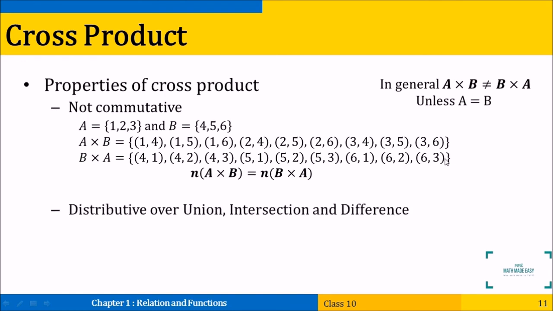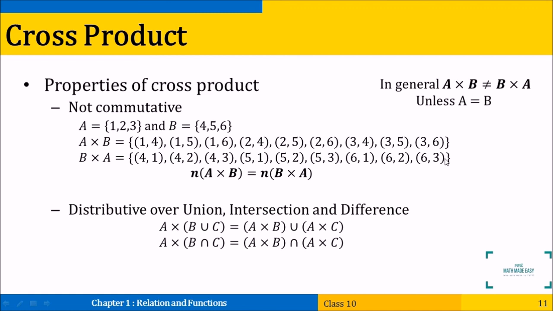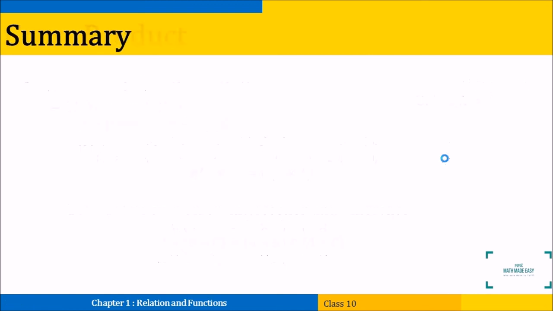The cross product operation is distributive over union, intersection and difference. That is, A cross (B union C) is equal to (A cross B) union (A cross C). A cross (B intersection C) is equal to (A cross B) intersection (A cross C). And A cross (B minus C), or A cross (B difference C), is equal to (A cross B) difference (A cross C). So let's summarize what we have learned in this module.